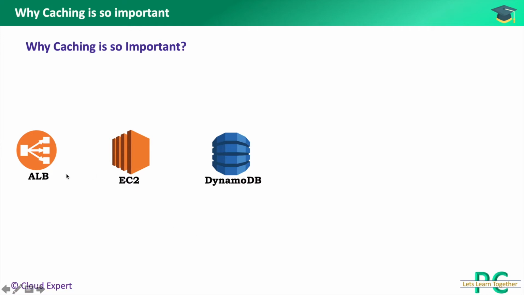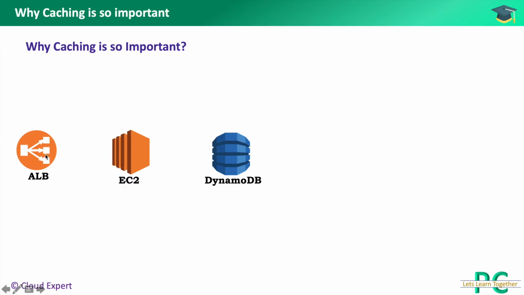Let's say your application has one application load balancer front-ending all your application load, followed by one EC2 instance. You have your application in that EC2 instance and a DynamoDB table serving the data for the application. And as you know, DynamoDB is Amazon's NoSQL database offering. For every read and write, DynamoDB requires read capacity units and write capacity units.